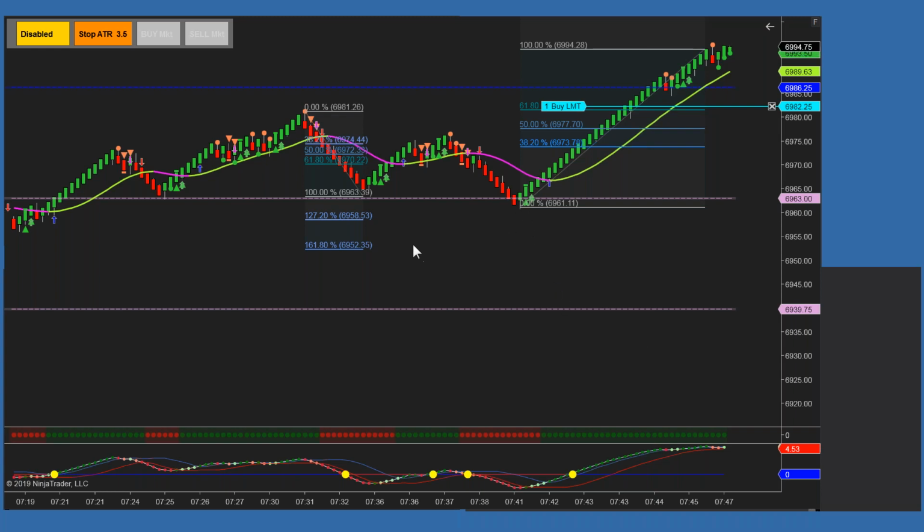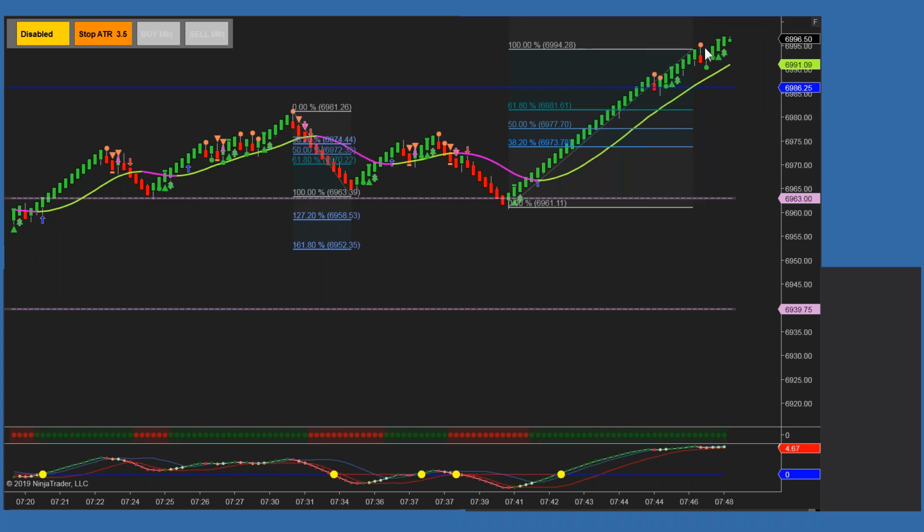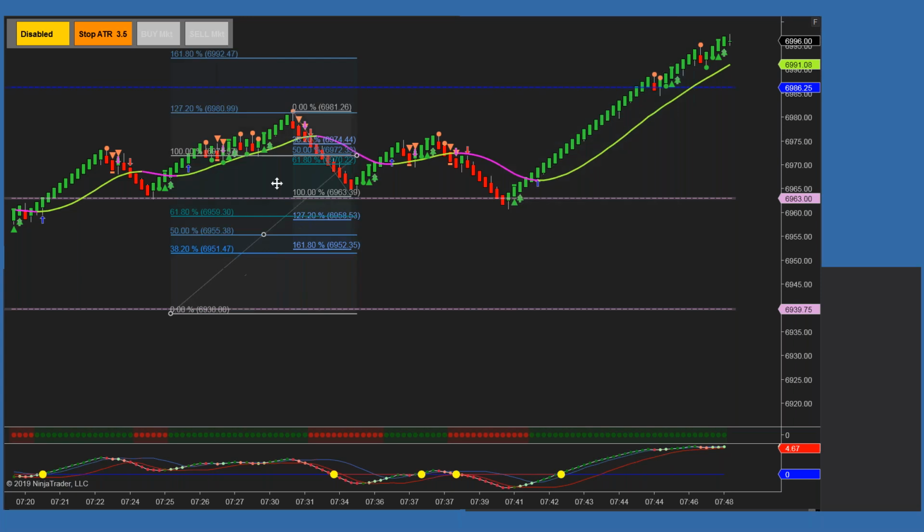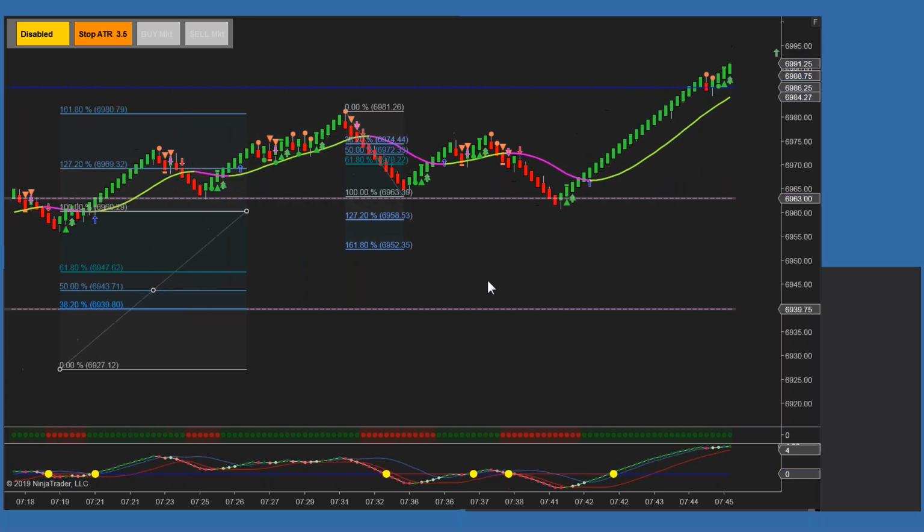And we'll just do a little review here before we close up. There's two primary ways to trade fib levels. Way number one is to try to anticipate the retracement.